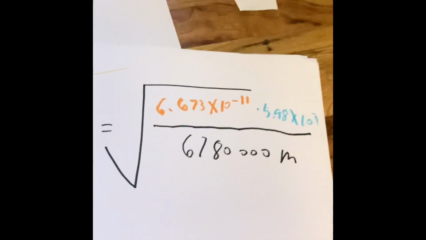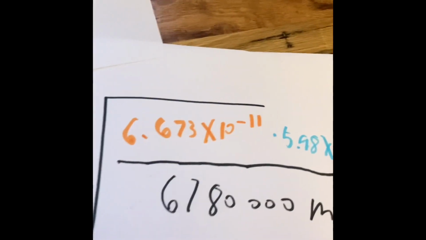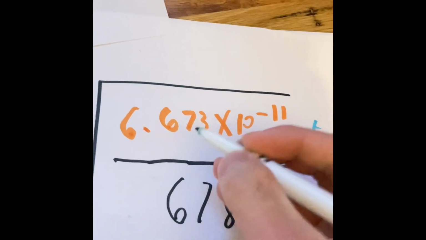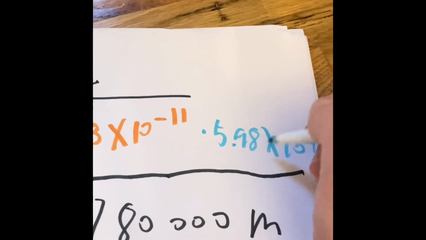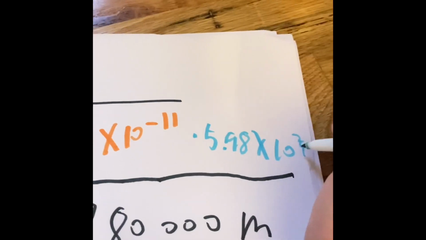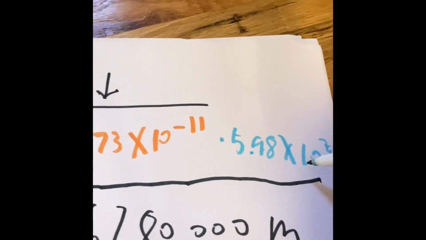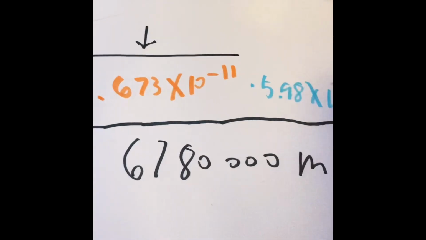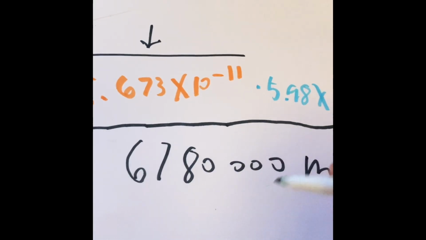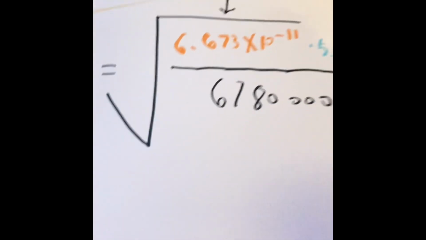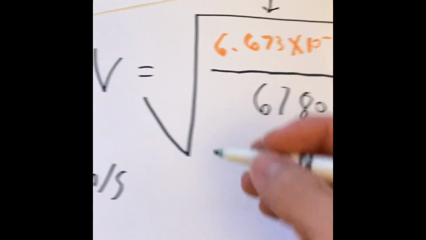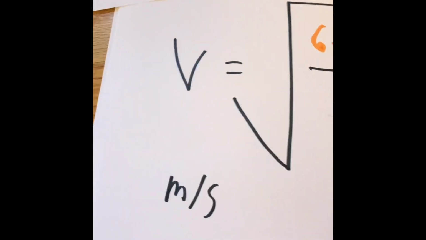You will need a calculator for this. First, grab your calculator and clear it. Then type the gravitational constant first, then multiply it by 5.98, multiply it by 10 to the 24th power, then hit equals. Then divide that by 6,780,000, and when you hit equals again, it gives you a different answer. Then when you find the square root of that, you get your orbital velocity. So let's start doing that.